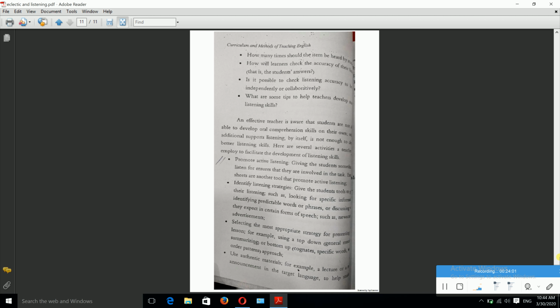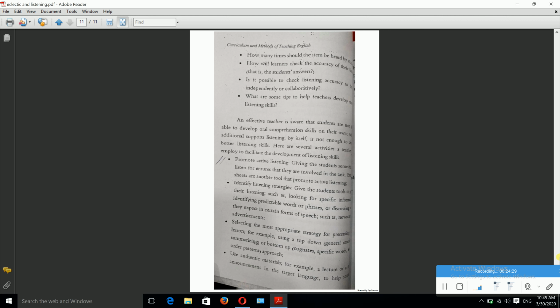An effective teacher is aware that students are not always able to develop oral comprehension skills on their own. Without additional supports, listening by itself is not enough to develop better listening skills. There are several activities a teacher can employ to facilitate development of listening skills. What are the activities, dear students, that the teacher carries out to facilitate building listening skills in the student? 1.